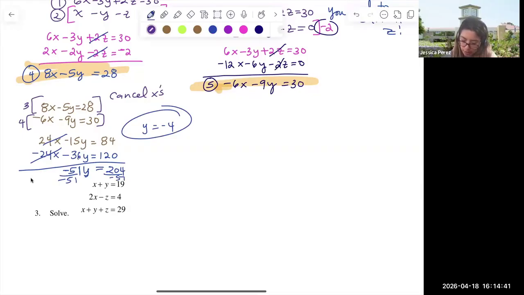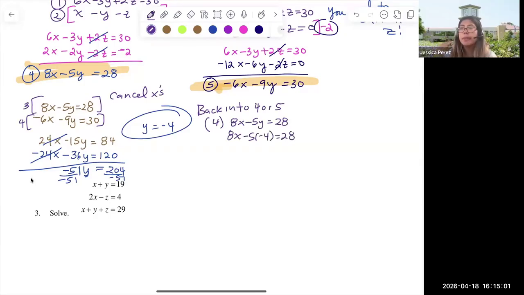Now I'm going to substitute. I have to back substitute into either equation 4 or 5. I'm going to plug it into equation 4. So it's going to be 8x minus 5y equal 28. But I'm substituting negative 4, so it's 8x minus 5 times negative 4 equal 28. So make sure you're bookkeeping. That's very important. I get 8x plus 20 is equal to 28.